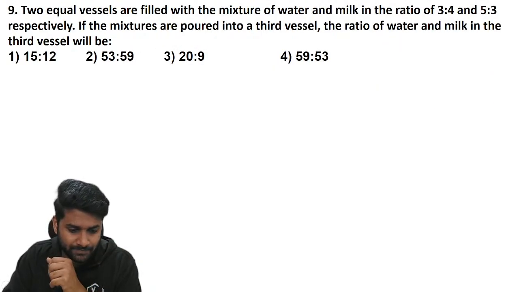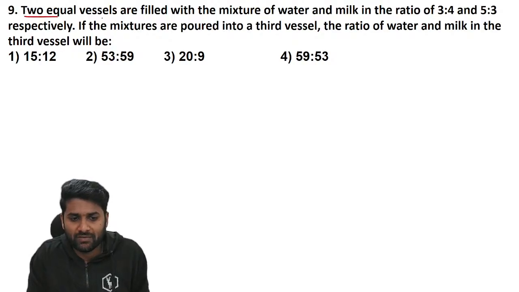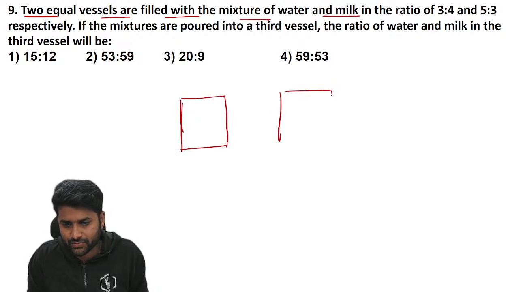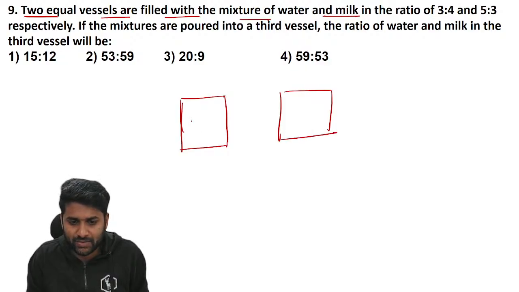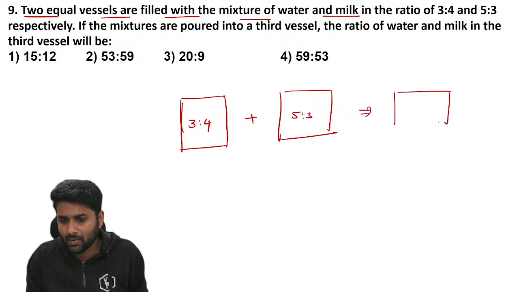Next. See, understand this question. Two equal vessels are filled with the mixture of milk and water. See, this is vessel 1, this is vessel 2. The respective ratio is 3 is to 4, and the respective ratio is 5 is to 3. So, if we mix these two into a third vessel, what is the ratio of water and milk?